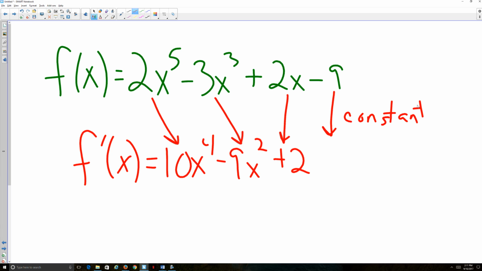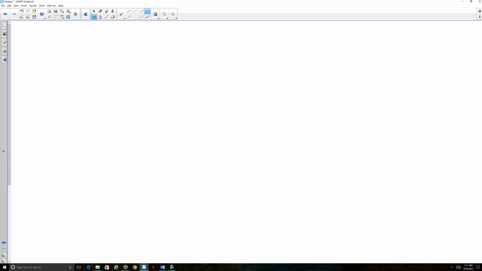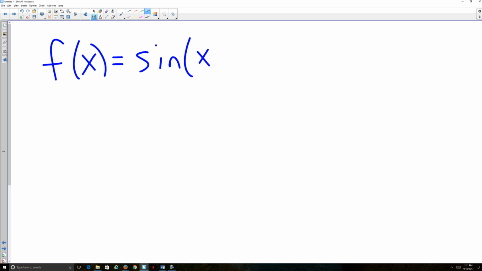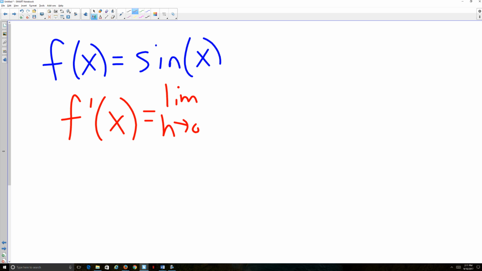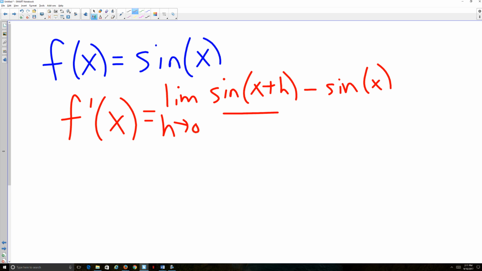All right, let's look at the derivative of f of x equals sine of x. Okay, and so we know the only way to calculate this right now is through the definition of the derivative. You do not have to remember this, you just have to know the final results. So we're going to take the limit as h approaches 0 of sine of x plus h minus sine of x all over h.